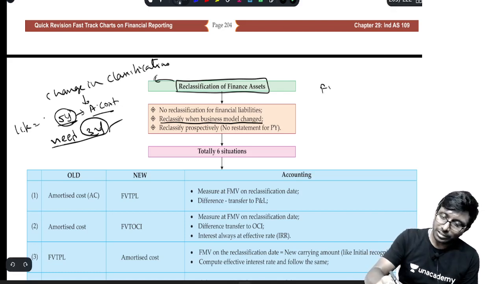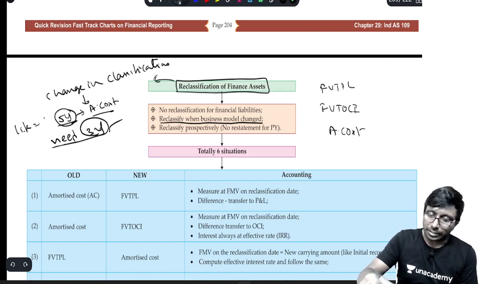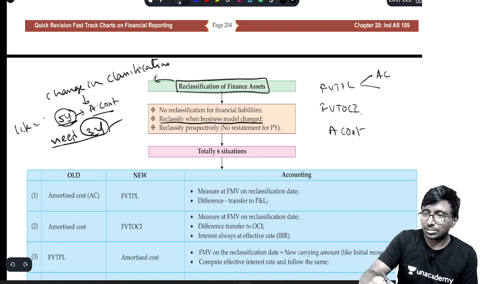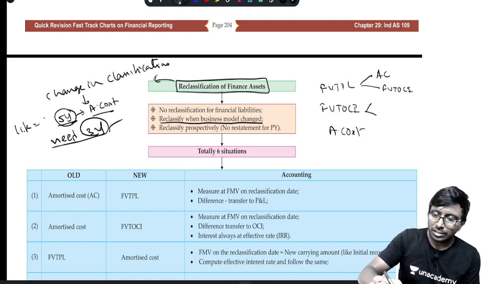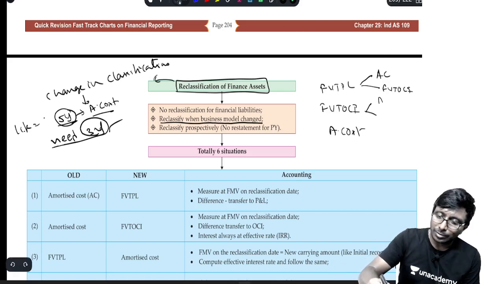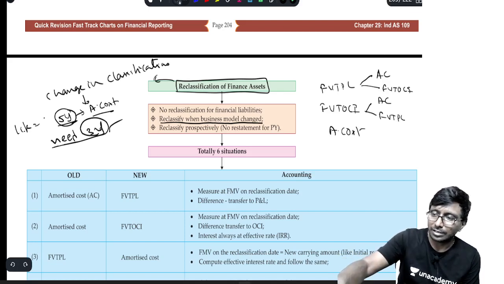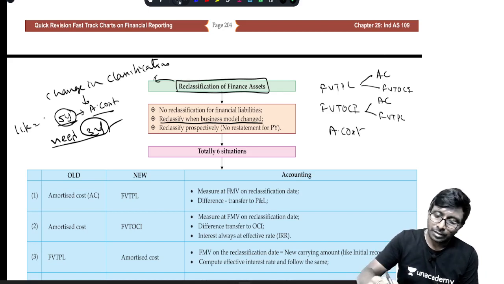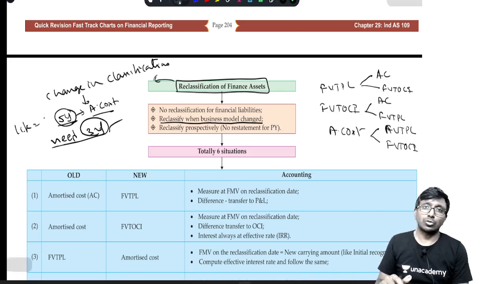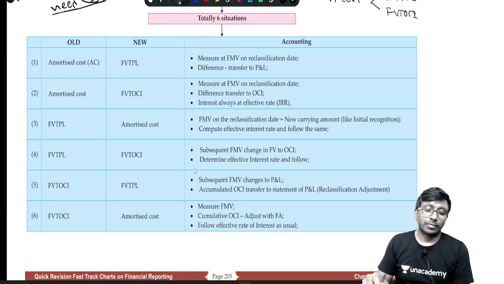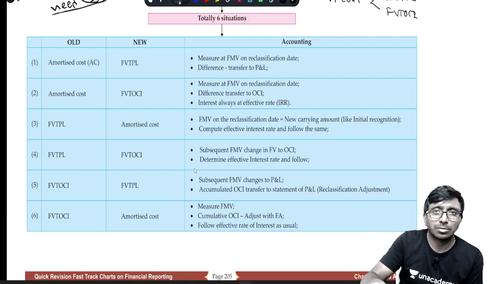As you know, FVTPL is one classification, FVTOCI is another classification, and amortized cost is another classification. So three are there, and one can go to the other two. If it is FVTOCI, it may be classified as amortized cost, or it can be classified as FVTPL. Amortized cost can go to FVTPL or FVTOCI. The maximum possibilities are that much only. Under each possibility, I have given the accounting. Look at them one by one; another 2 minutes maximum would be sufficient.